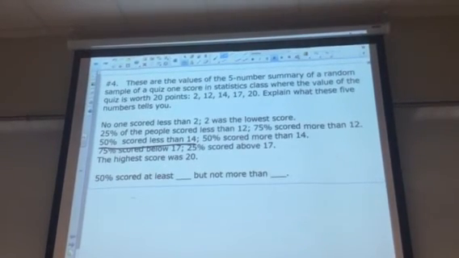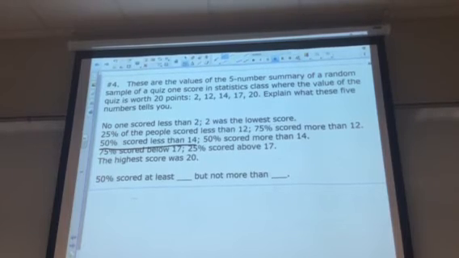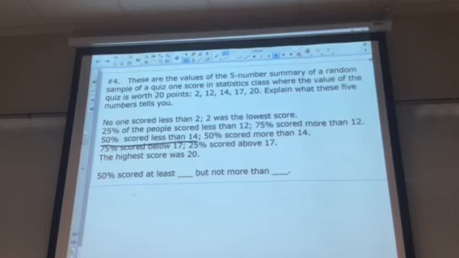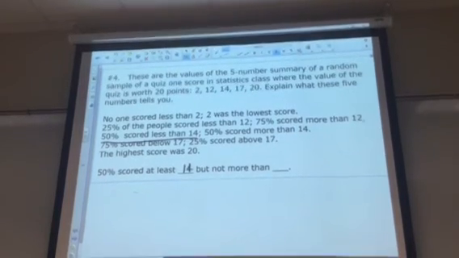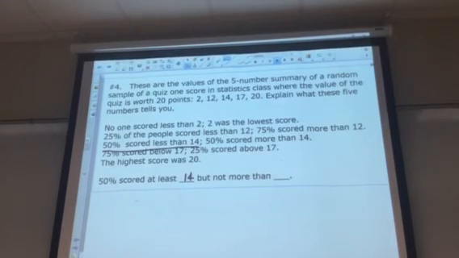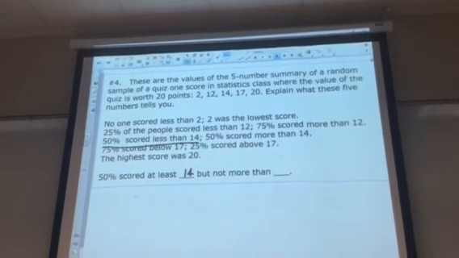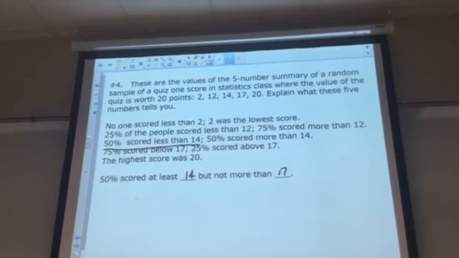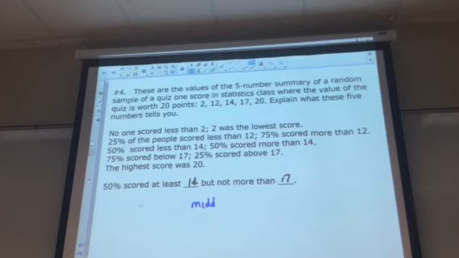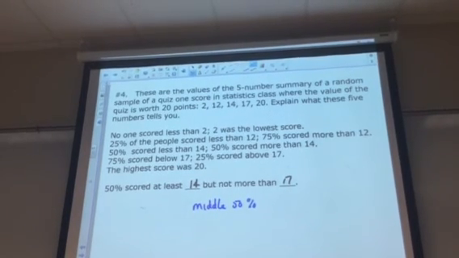The middle 50% scored at least, their lowest score was 14, but they weren't above this score, which is 17. This is the middle 50%, which a lot of people miss because they don't think of it. They don't think of it as being another section of the graph.